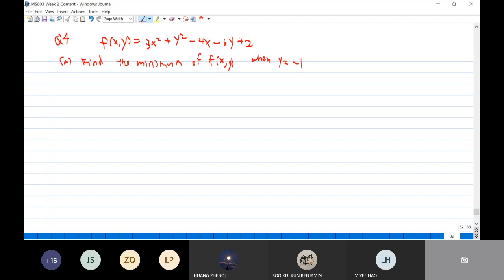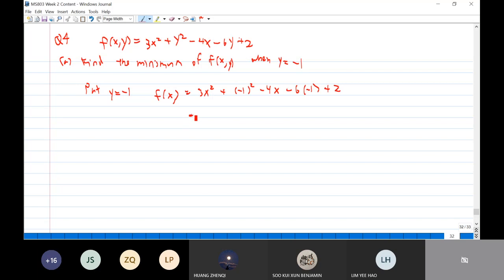Okay, what is the minimal value of this when y equal to minus 1? So what you do is just answer the question: when y equal to minus 1, what is the minimum of this thing? So put y equal to minus 1, then you get f of x. Okay, y equal to minus 1 now, you get 3x squared, then minus 1 squared, minus 4x, minus 6 times minus 1, plus 2, right? Because y equal to minus 1 now.